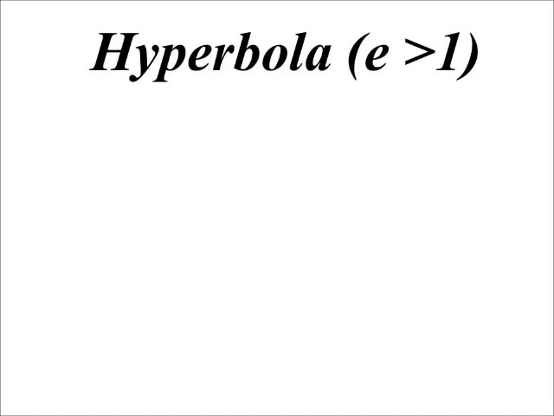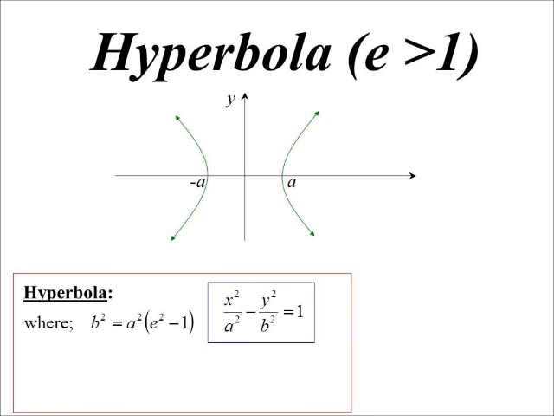Well, let's now have a look at the hyperbola. I'm not going to derive the whole thing like I did the last one. We'll go straight to the general formula, and it's very similar, you'll see. So the hyperbola, the only difference is instead of being plus, it's minus. So you've got x squared on a squared minus y squared on b squared is equal to 1.